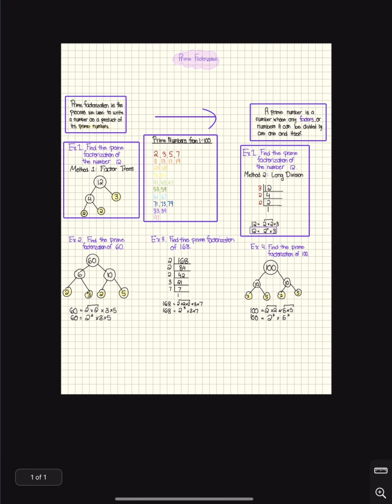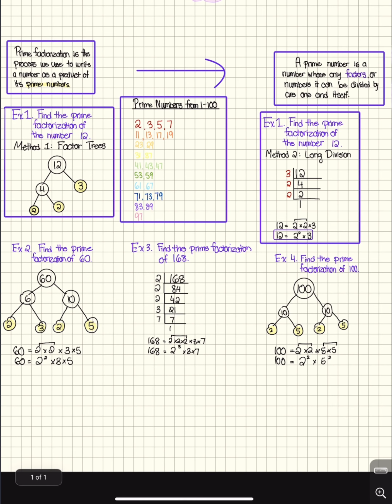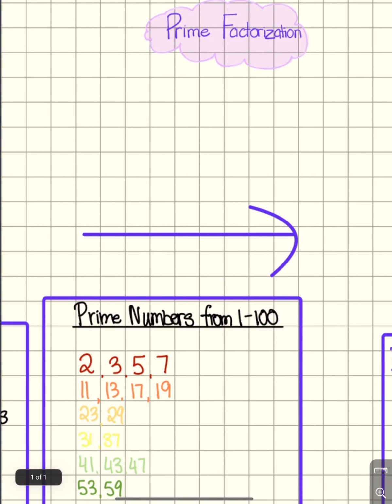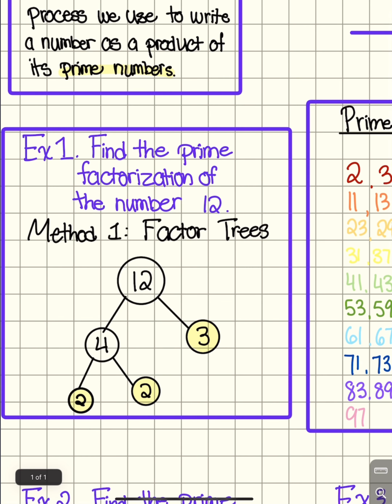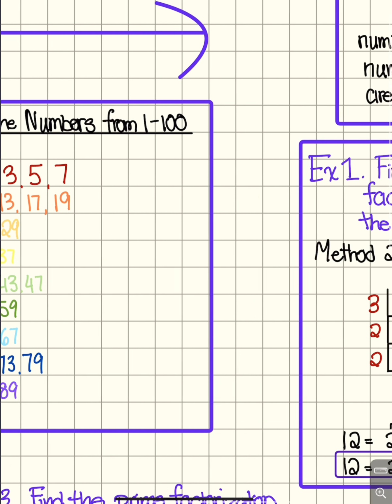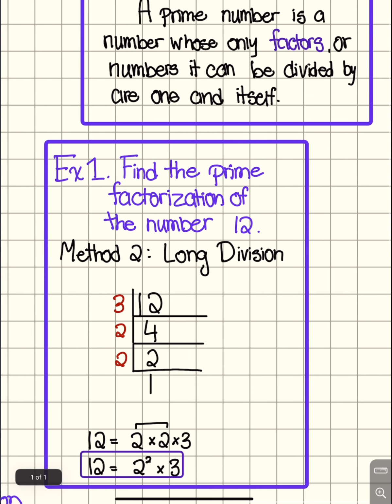And that's the end of this video. To recap, today we talked about prime factorization. Prime factorization is a process we use to write a number as a product of its prime numbers. And what are prime numbers? Numbers that can only be divided by 1 and itself.